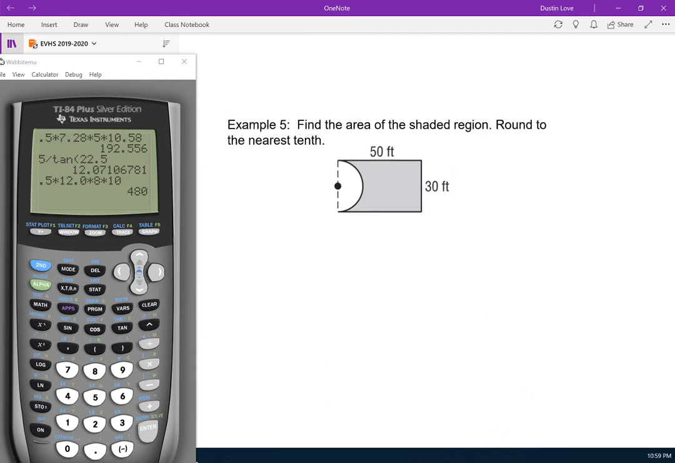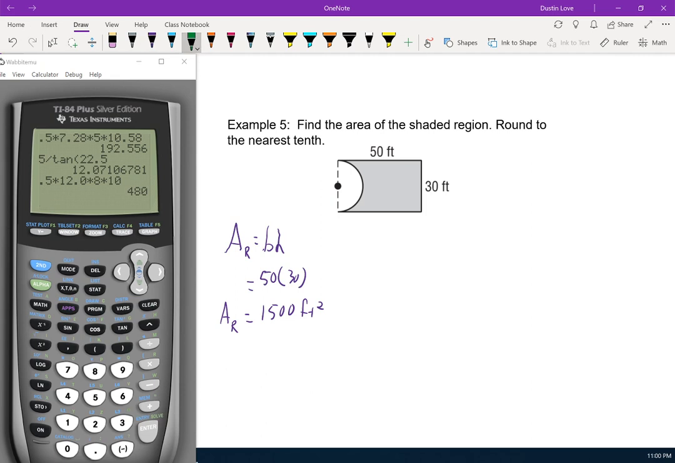So on this one, it looks like I've got a rectangle as my greater overall shape, and then I'm cutting out a semicircle. So first thing I need to do is find the area of my rectangle. Area formula for a rectangle is base times height. Looks like my base is 50 times my height is 30. 50 times 30 is 1,500 feet squared.